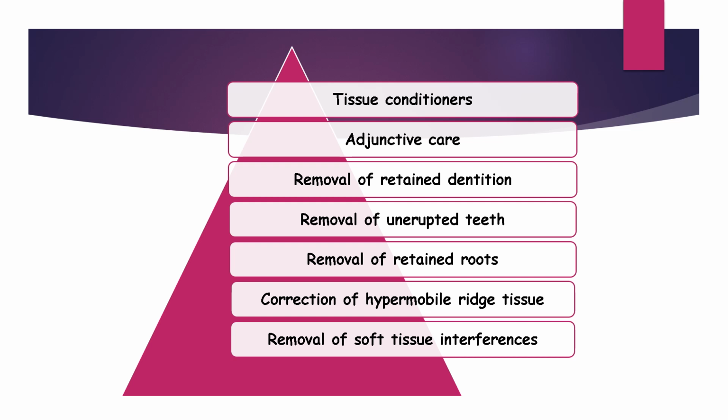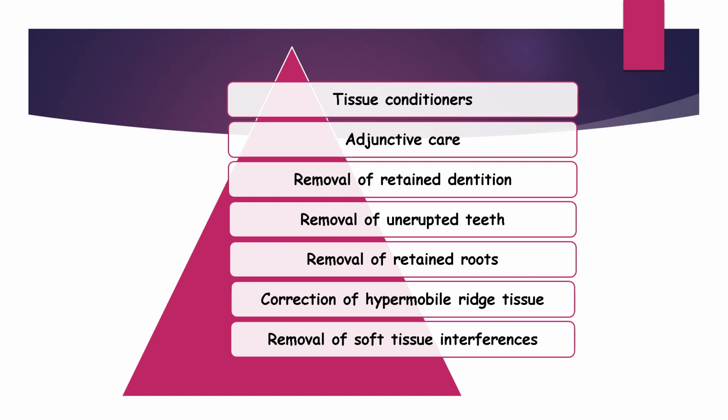Then correction of hypermobile ridge tissue. The hypermobile tissues result due to excessive residual ridge resorption. So if there are any small areas which may not affect the functioning of the denture, they can be left untouched. And the mobile tissues should be recorded carefully using a mucostatic impression. If there are large pendulous hypermobile tissues, then they should be removed.